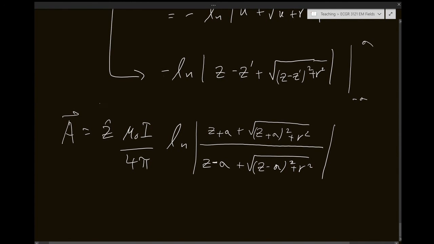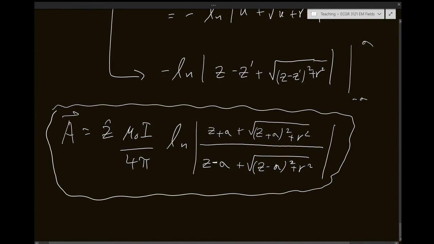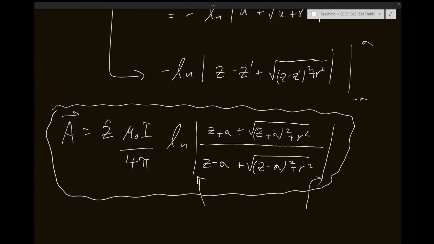And this is the general expression for the vector potential. It's important here to remember the absolute value. Why? Because we don't know the signs, the numerator and the denominator might differ. The absolute value is part of the definition of the indefinite integral. It's important to keep it there, or else you will get incorrect results.